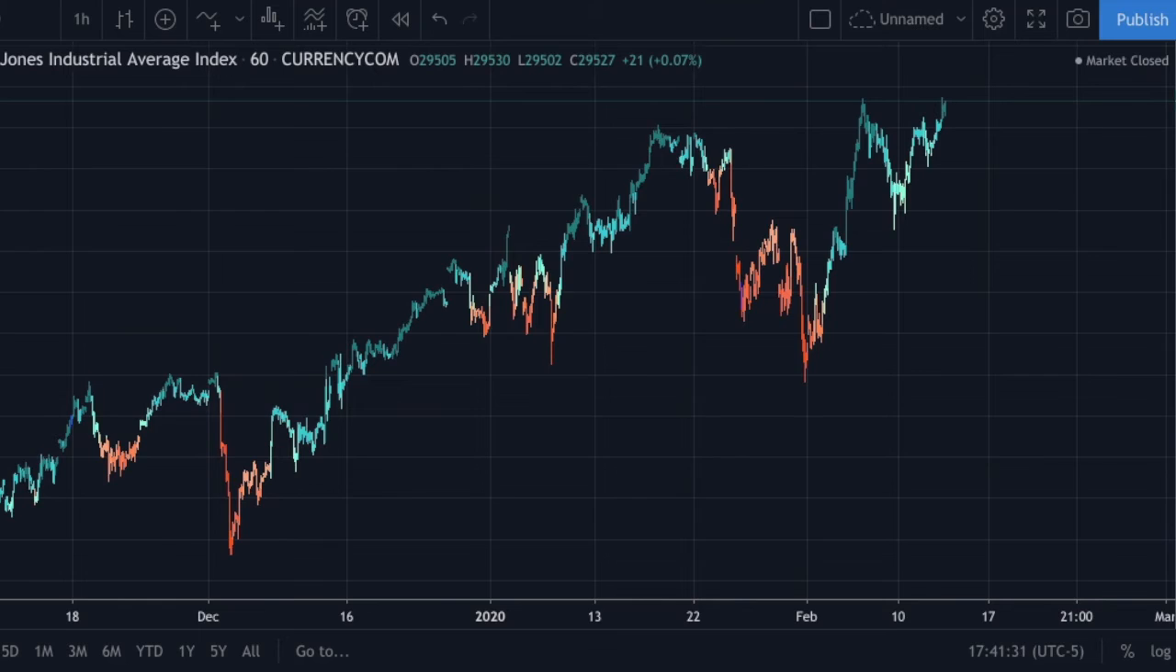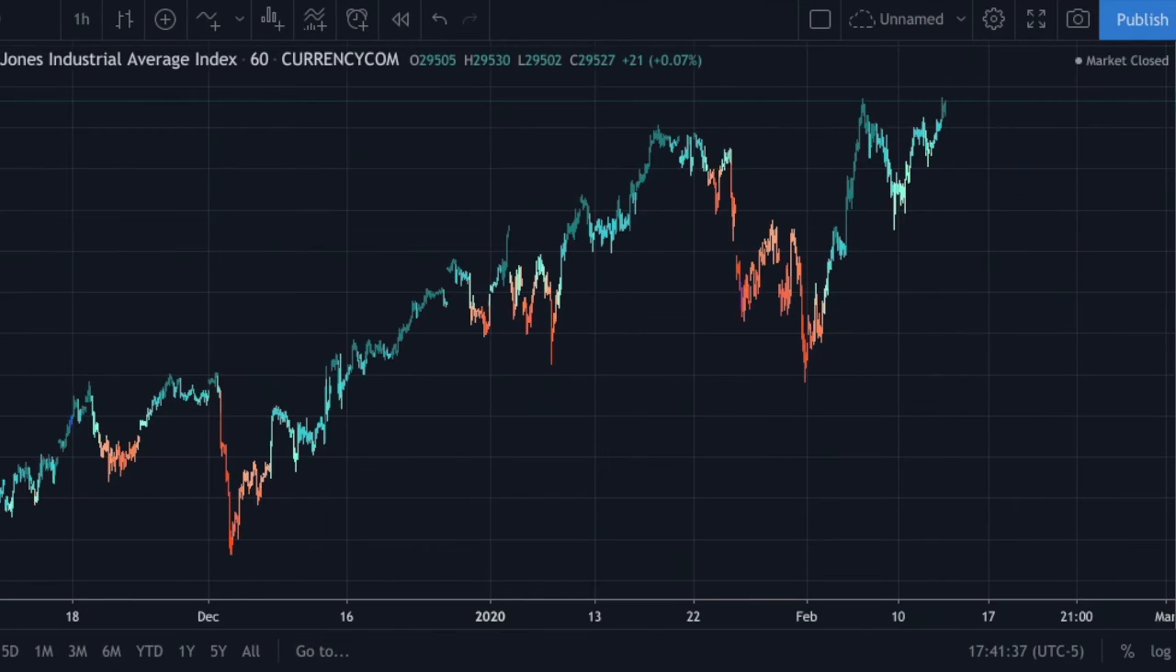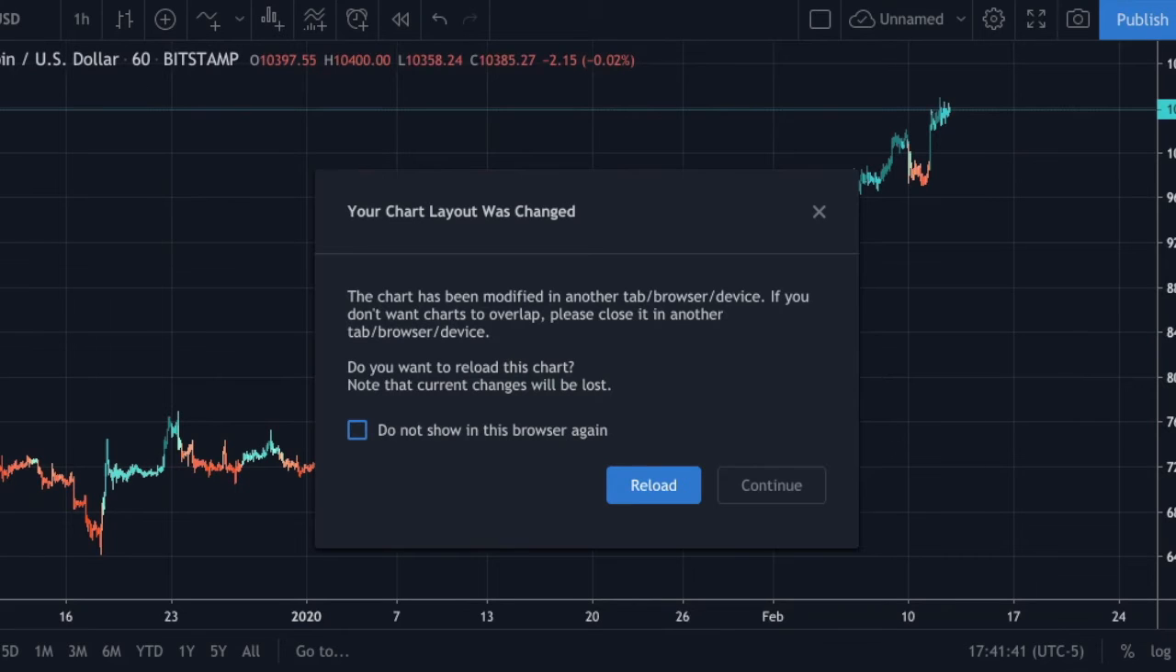So let's look at another chart. We already looked at Alibaba. Let's look at a cryptocurrency, because some people are into cryptocurrencies. We've already looked at stocks, options, indices. Now let's look at cryptocurrency.